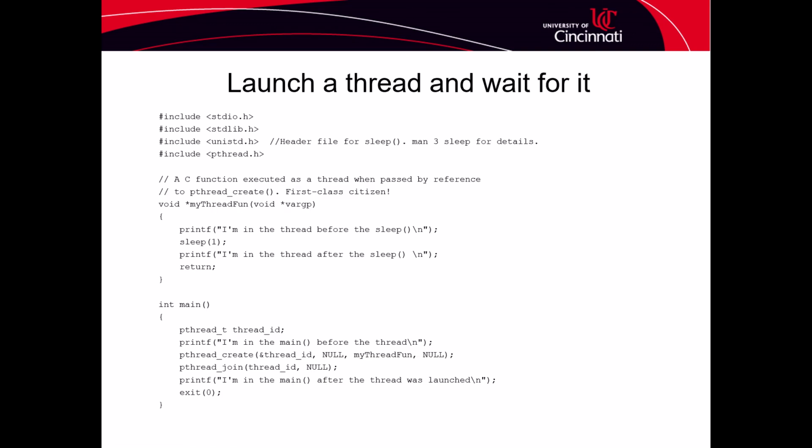Here's our first example. I don't think I provided this one in GitHub or on Canvas, but it's easy enough to copy paste if you need it. It's very simple. In my main, I create a thread using the pthread type, pthread_t. The underscore t means type, so it's a thread type.